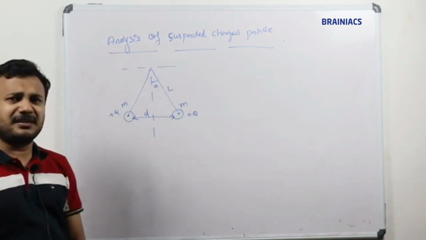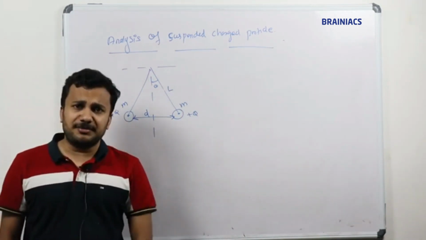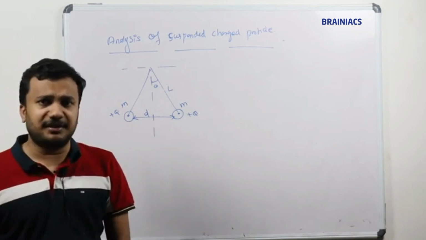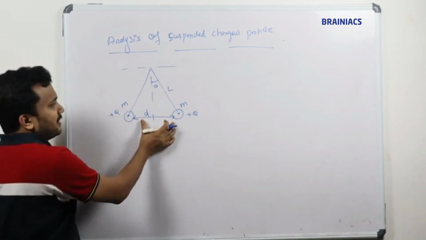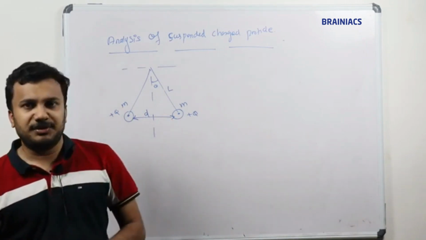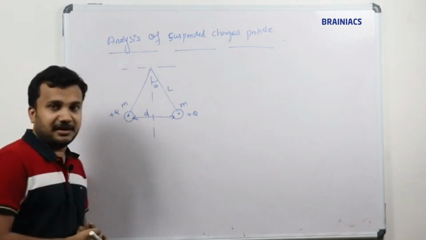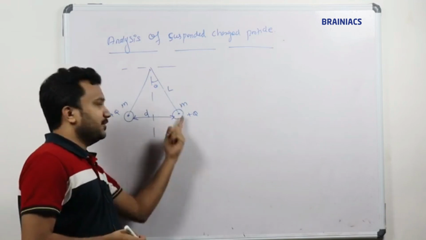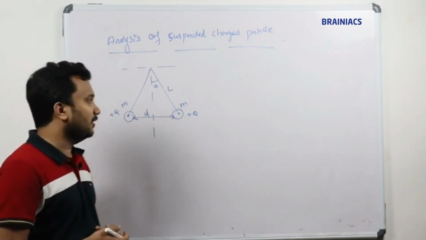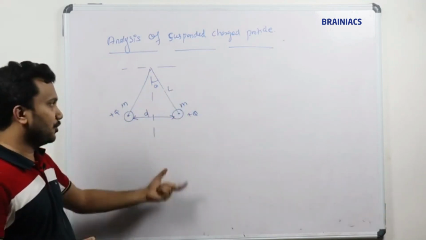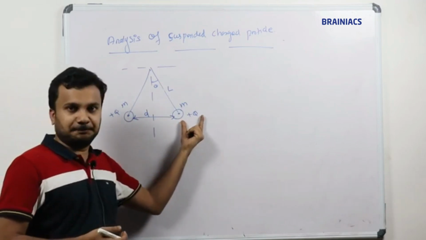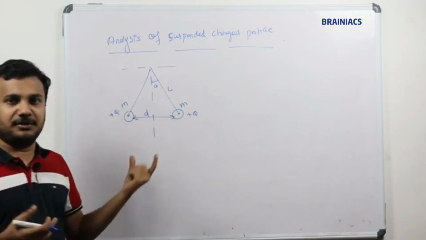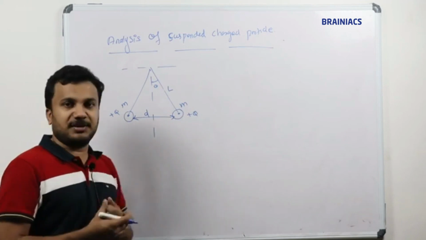There are different questions that normally come from this area. For example, they will ask what is the separation distance between these two charged particles. They can ask a question like this one. They may ask what is the length of the string. Mostly length will not be asked, they will give you that in the question, and they will ask what is the charge of each bob or suspended charged particle.